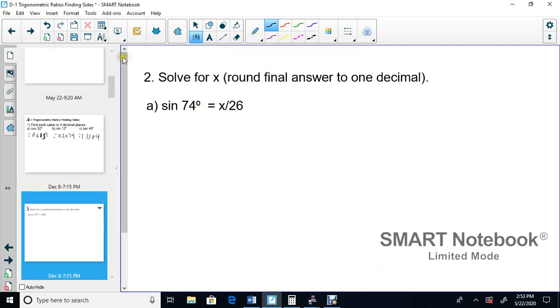Okay, now we'll try something different. Make sure you check that the calculator works. Now we're going to try this: sine of 74 equals x over 26. Round the final answer to 1 decimal place.